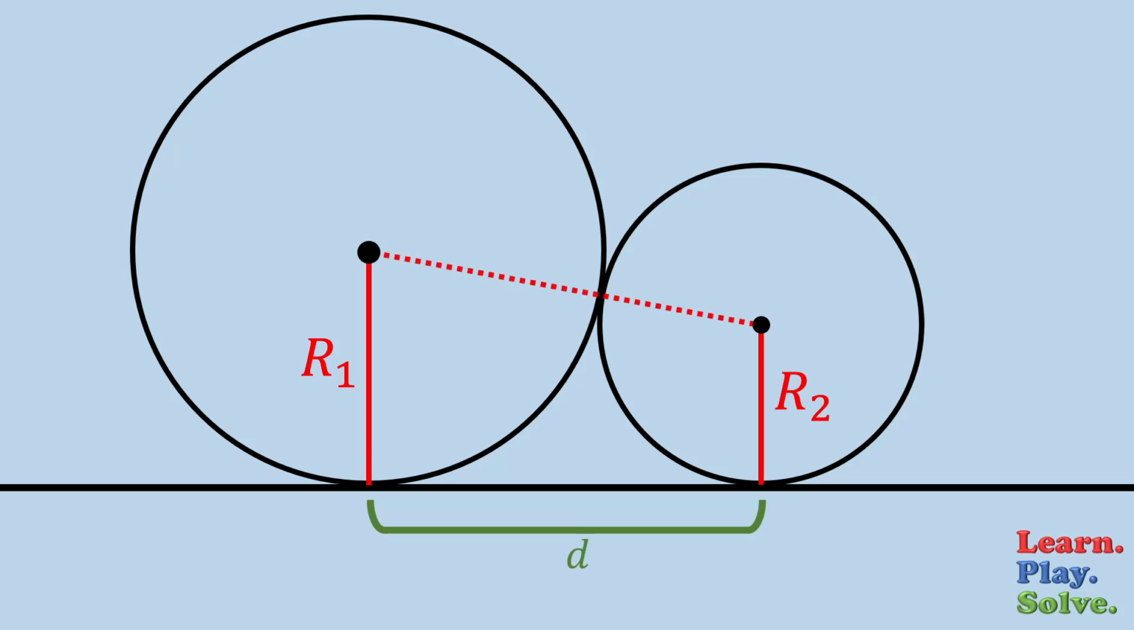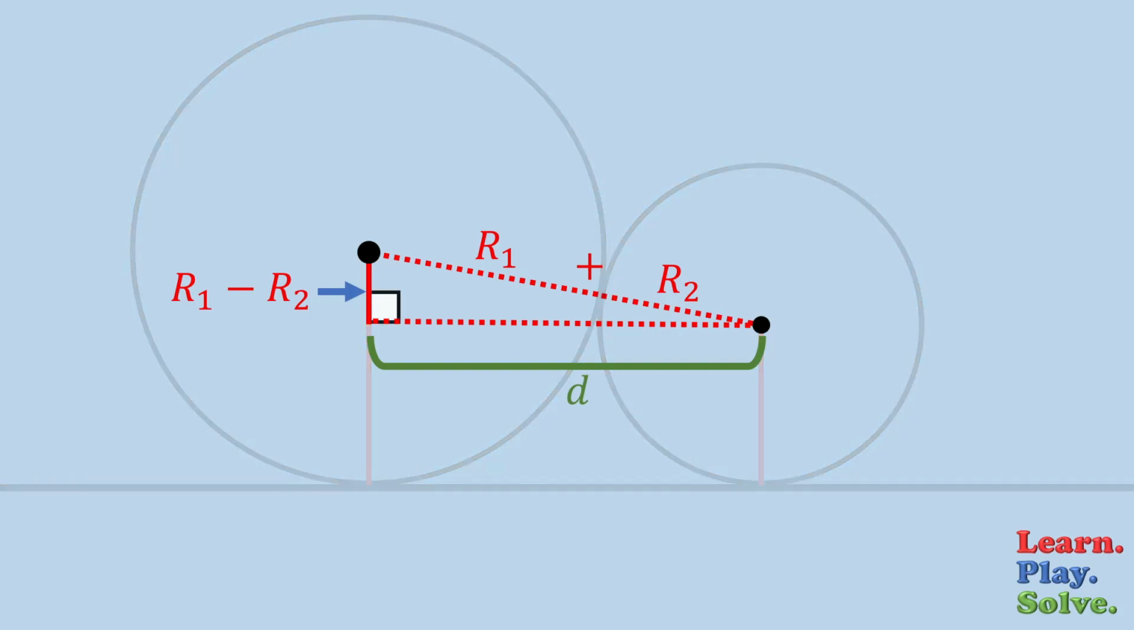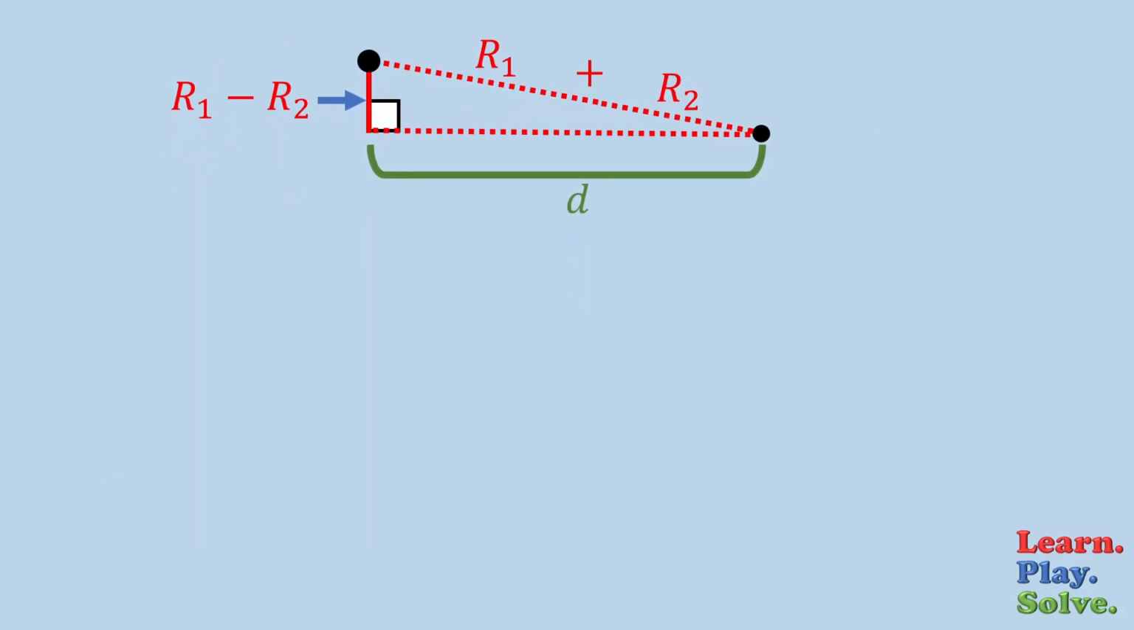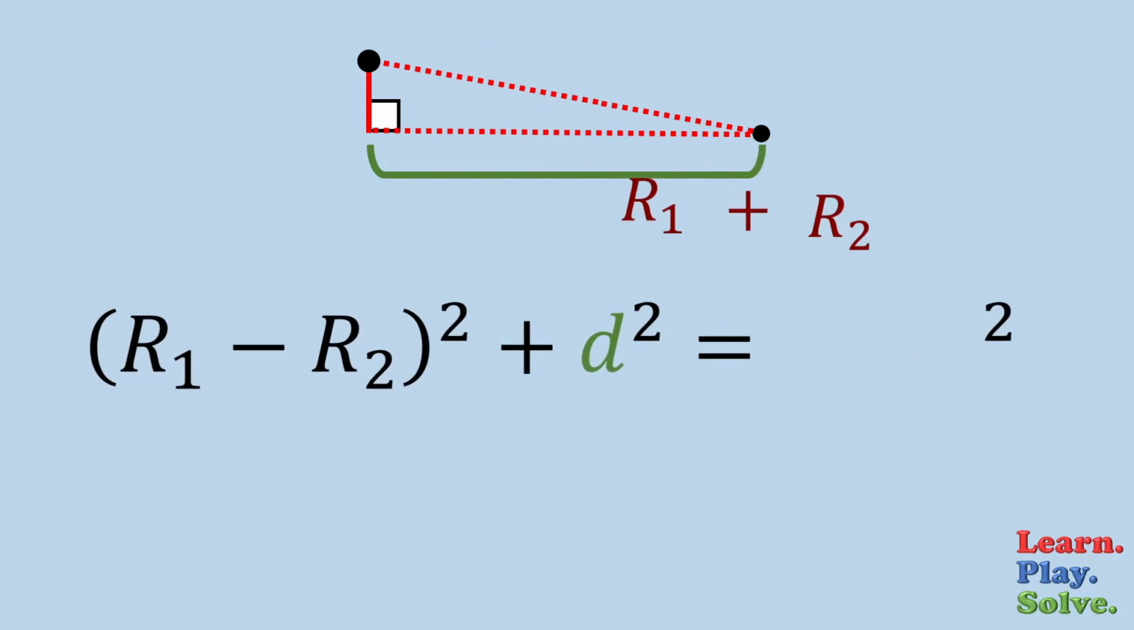If we draw a straight line connecting the two centers, it can be expressed as the sum of the two radii, r1 plus r2. If we take r2 and subtract it from r1, we get this little line segment. And the horizontal line is the same as d. What we end up with is a right triangle. Therefore, we can use the Pythagorean theorem to try and find d. One leg of the triangle is r1 minus r2, and the other leg is d. The hypotenuse is r1 plus r2.